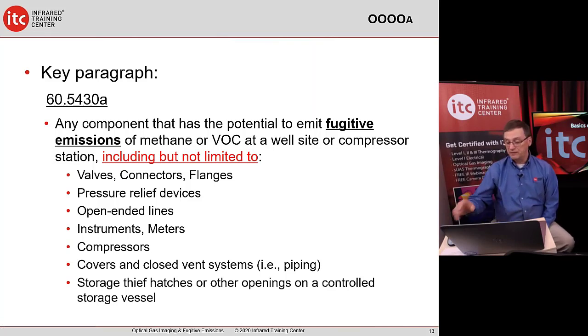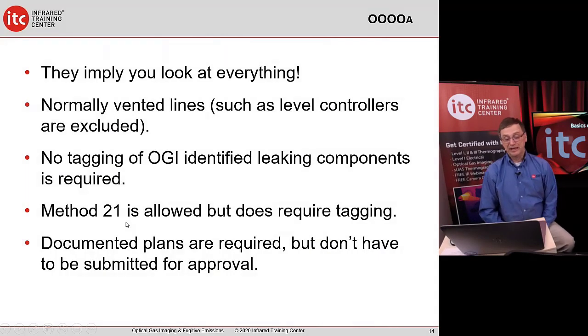And so if you have excellent repair procedures and components, finding the fact that there is no leak is probably as important as finding that there is one. So they imply that you look at everything. No tagging of the OGI for identified leaking components is required. So you don't have to put a physical tag on that. And I think their thoughts there were that if you were to go up and have to tag something, you might be violating some setback or some safety barrier. Method 21 is allowed, but it does require tagging.